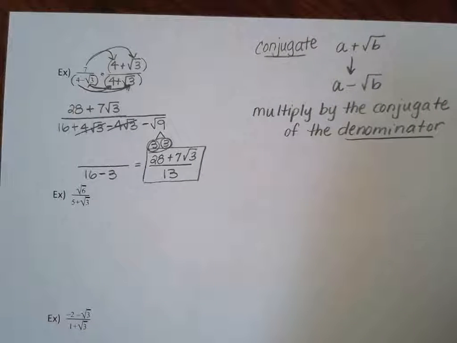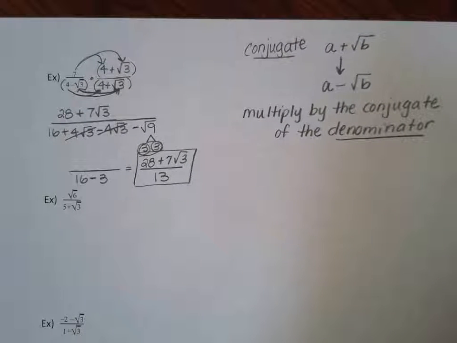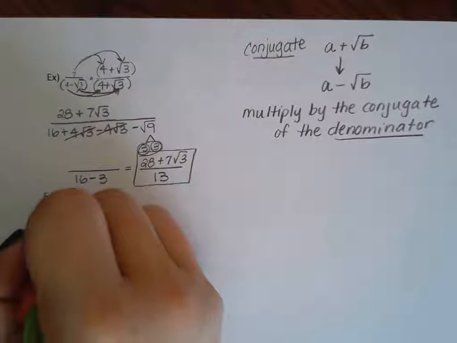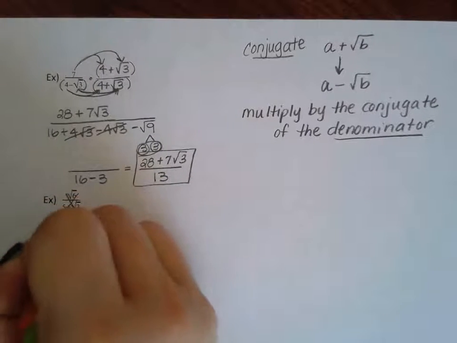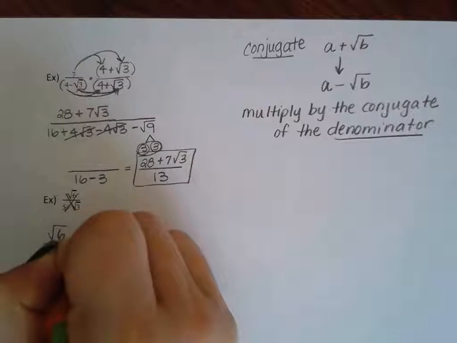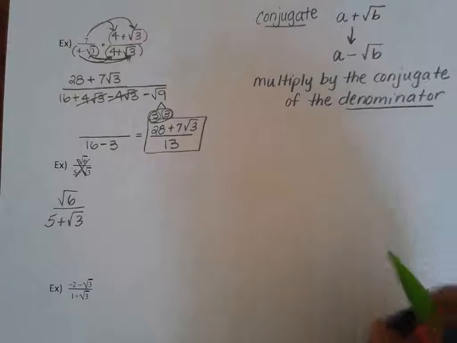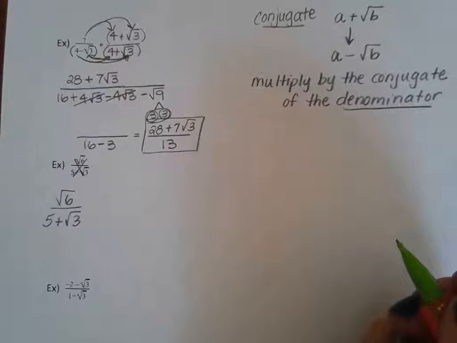That's how you do division. So let's do the next example. I'm going to recopy it so it's a little bit bigger. So I'm going to do root 6 over 5 plus the square root of 3. So to do this, we're going to multiply by the conjugate of the denominator.